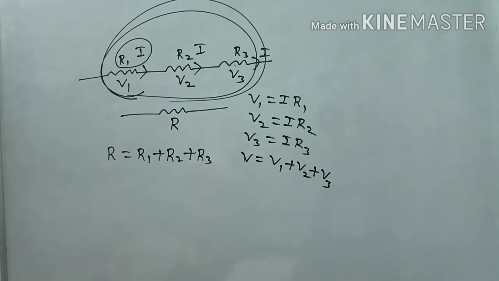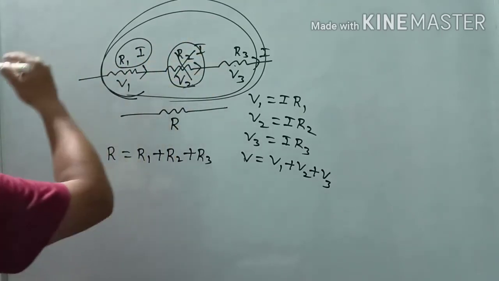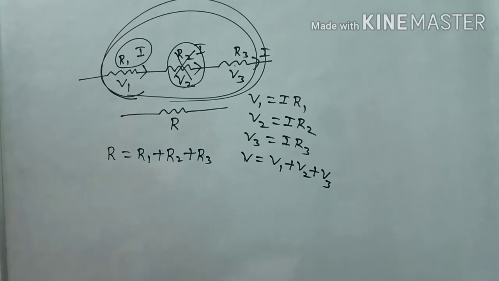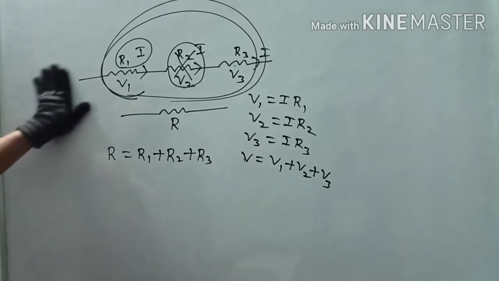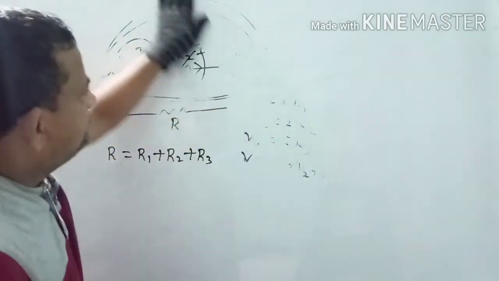And what happened in this? If one is damaged, then no current will flow, because this will become an open circuit, and you know in open circuit no current flows. Now come to combination of parallel.